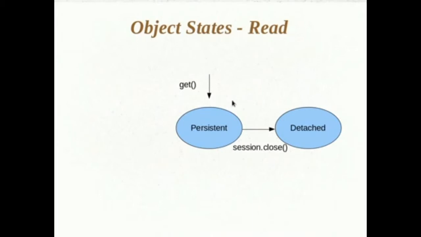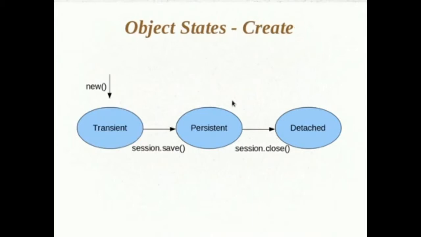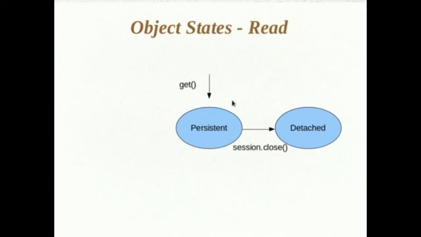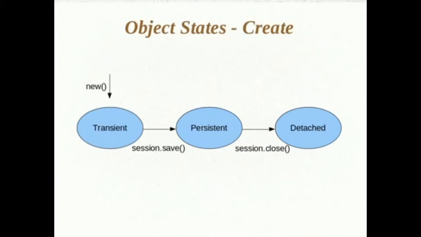Now update is a little bit tricky. We can do an update either by the create flow or by using the read flow. If I do an update using the create flow, I have a new object here, and it's transient by default. I cannot make any updates here. Whenever I make an update, it just updates the object. It's not going to update the database.